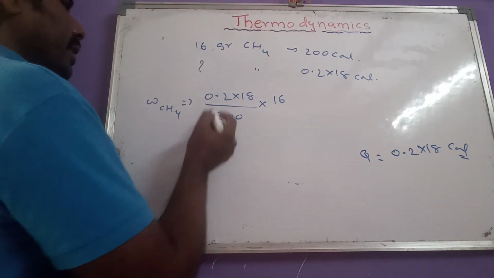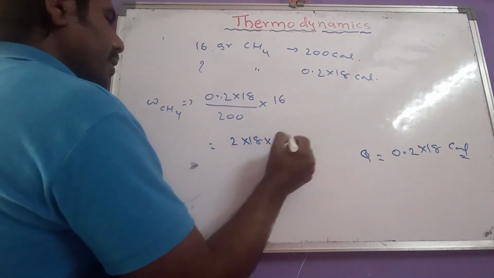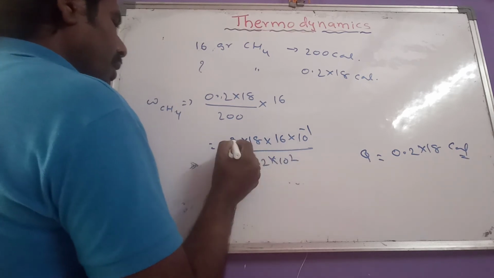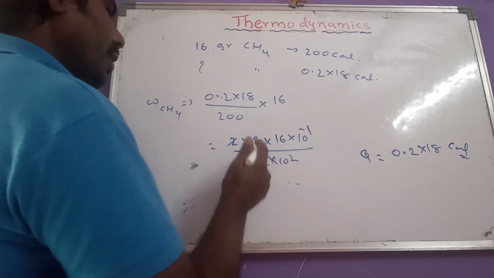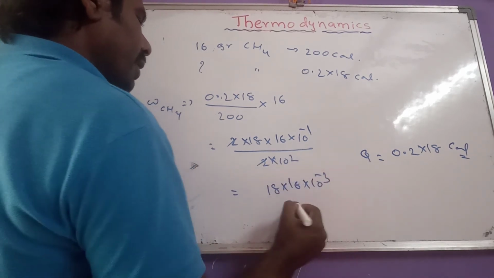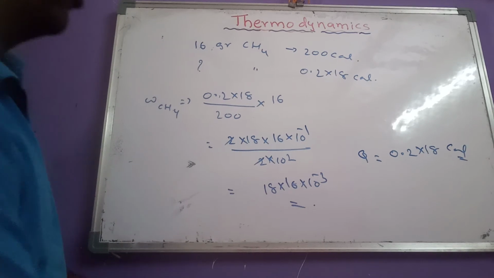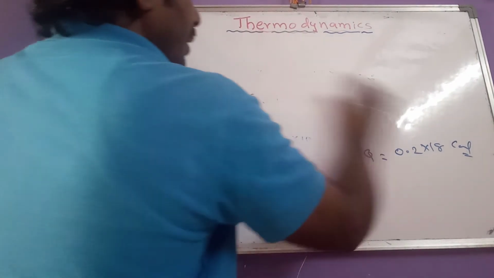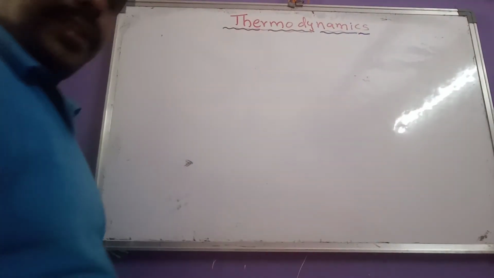This can be written as 2 into 18 into 16 into 10 power minus 1 divided by 2 into 10 power 2. 2 and 2 get cancelled. 10 power 2 when it comes to the numerator becomes 10 power minus 2. Therefore, we get this answer: 18 into 16 into 10 power minus 3. This is the amount of methane required to get that heat energy. So these are the different types of questions related to heat capacity, specific heat, and molar heat capacity, etc.